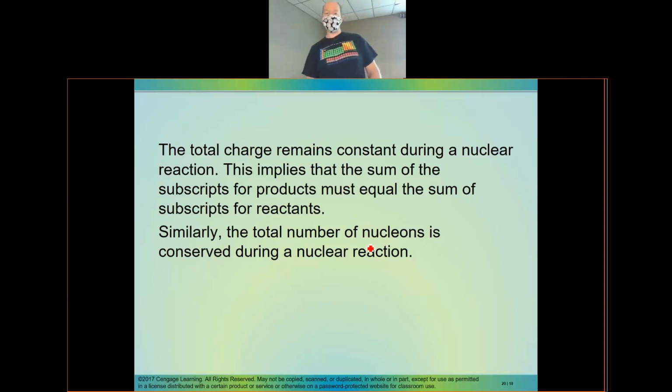Protons and neutrons, things inside of the nucleus, are called nucleons. All right, so your protons and your neutrons, these are called nucleons, things that are in the nucleus. All right, so the total number of nucleons is conserved. Again, you have the same number of protons and neutrons on both sides of a nuclear reaction.